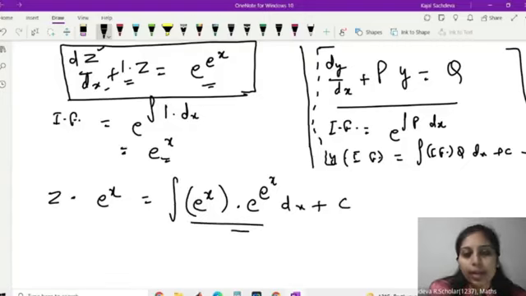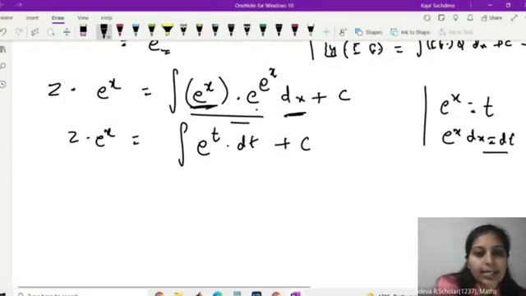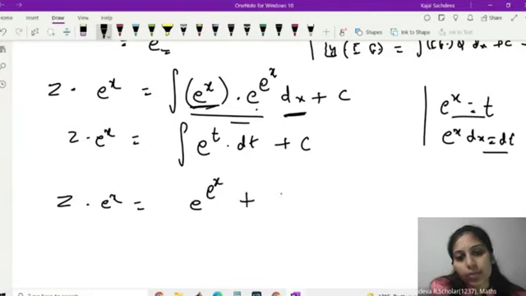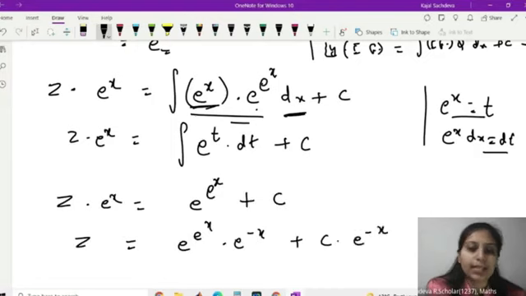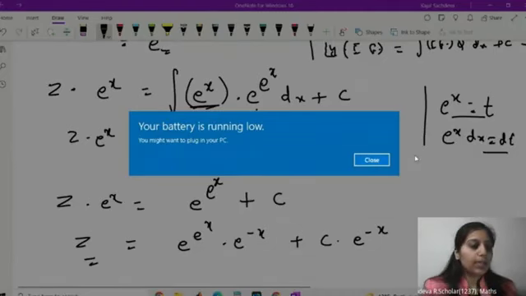But how would we solve this? Here we put e^x equal to t for solving this integration only. So when we put e^x equal to t, e^x dx is equal to dt. This will be converted into integration of e raised to power t dt plus c, z into e^x. The integration is e raised to power t, and then t is converted again to e raised to power x. So we get z is equal to e raised to power minus x plus c into e raised to power minus x. This is the value of z, but we are to find the value of y. One second.